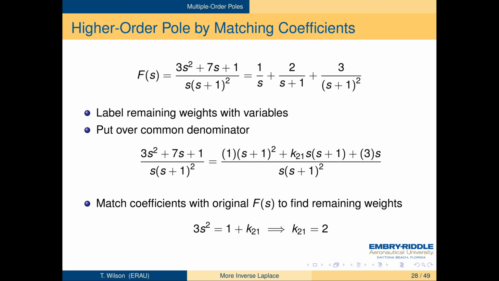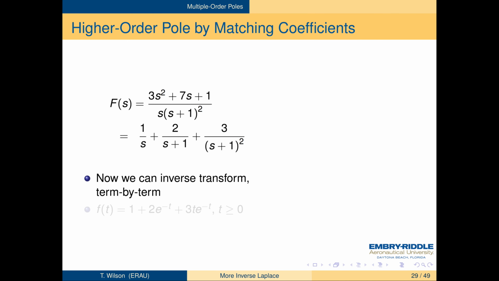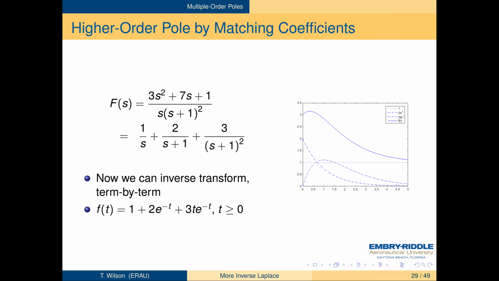We put the weight in the partial fraction expansion, and then we can inverse transform on our usual term-by-term basis to obtain the waveform f of t equals 1 plus 2 times e to the minus t plus 3 times t e to the minus t for t greater than or equal to 0. We can see the three waveforms and the resulting sum in the graph.